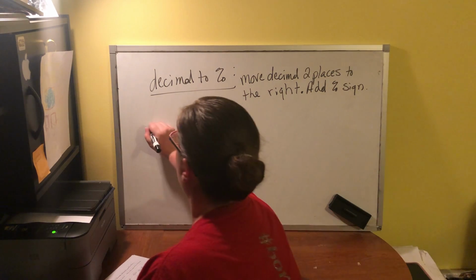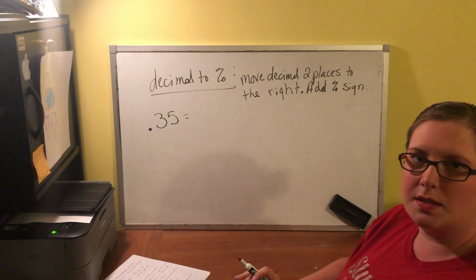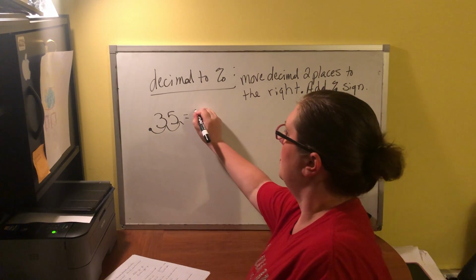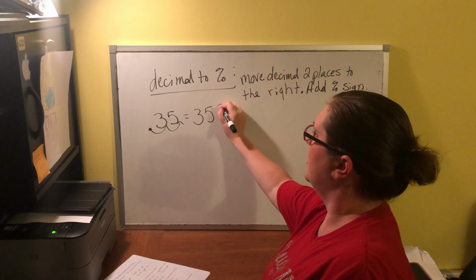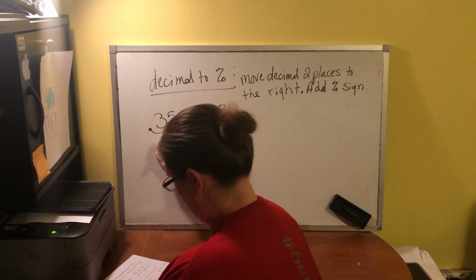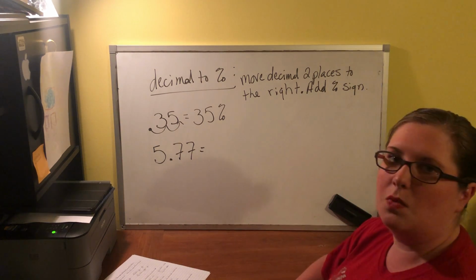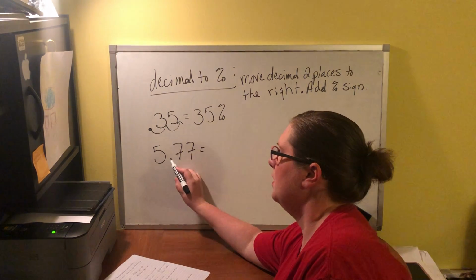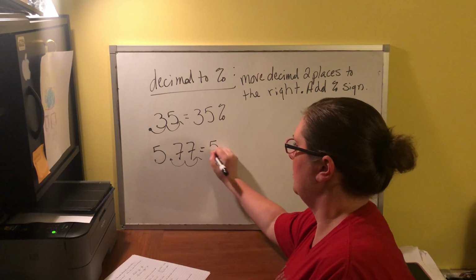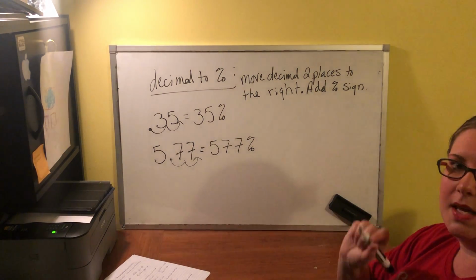So let's do a couple of these. Let's look at 0.35. So looking at 0.35, right, this is a decimal. We want to move it to a percentage. We're going to take the decimal, and we're going to move it 2 places to the right. Well, that makes this a whole number 35, and our answer is a percentage, so we add the percent sign, okay? Let's look at 5.77. So once again, we already have a decimal in the problem, right? It's right here. We're going to move it 2 places to the right to make it a percent. 1, 2. So this is now 577, and then we need to add that percent sign. Okay, so we can have a very large percentage.